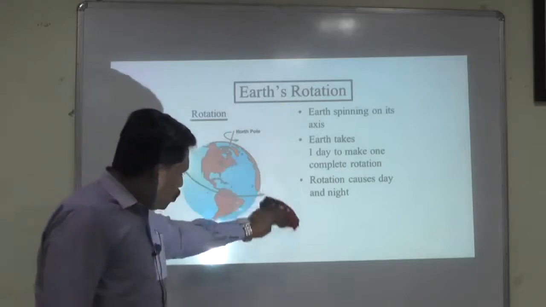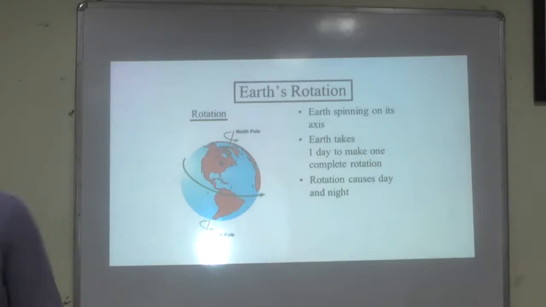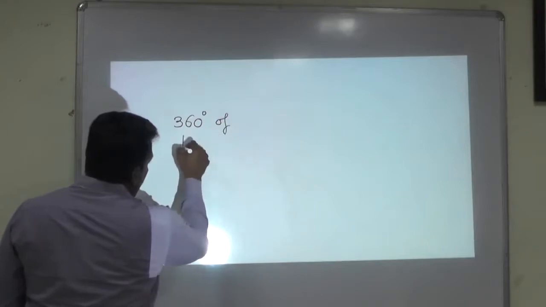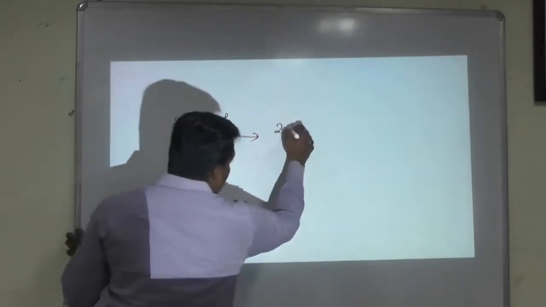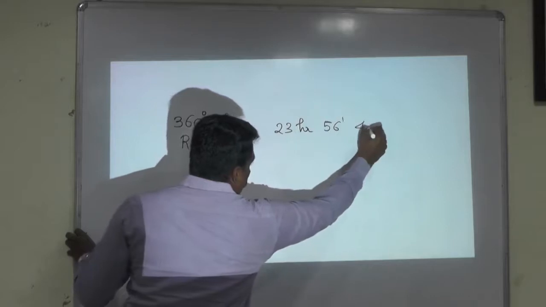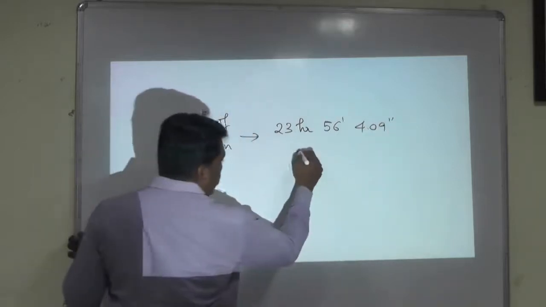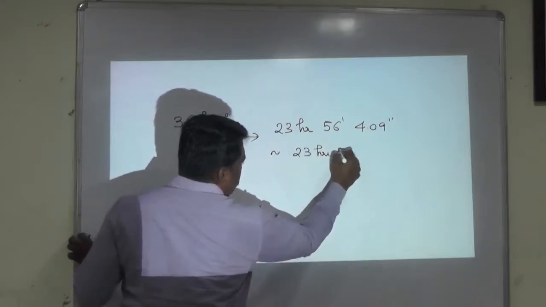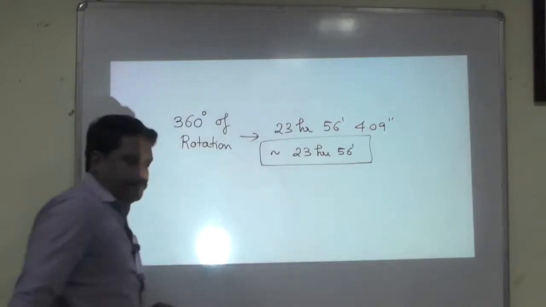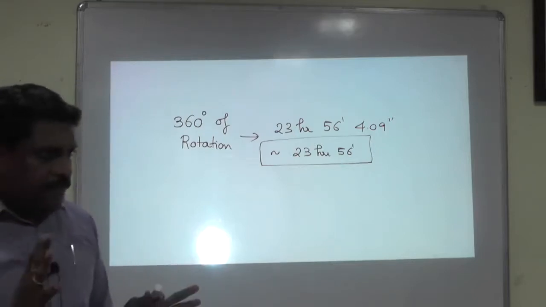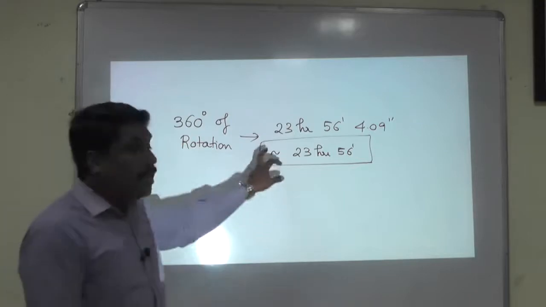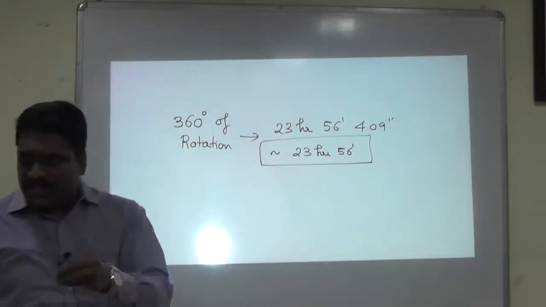Just before the conclusion of the last class, I asked you one simple question, but I said the answer is not simple. How much time does Earth take to complete 360 degrees of rotation? It is 23 hours, 56 minutes and 4.09 seconds. Approximately 23 hours 56 minutes. In competitive examinations, approximation is a beauty. Never insist on perfect figures; approximately you have to remember. So it is not 24 hours, it is 4 minutes less than 24 hours.